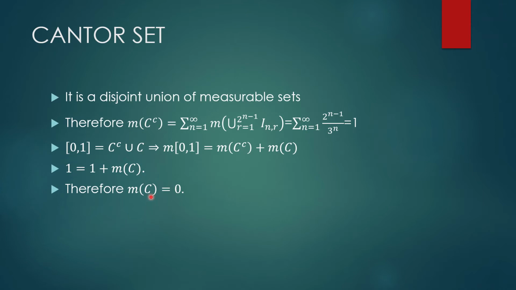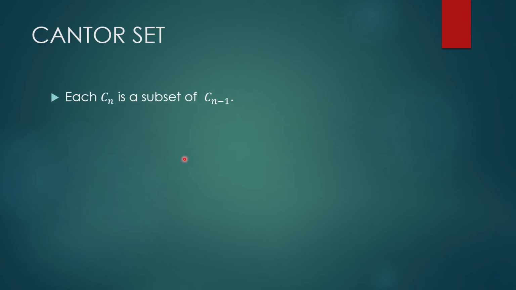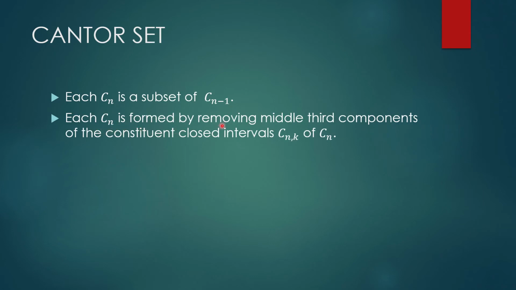All right. Next we are going to show that the Cantor set is a perfect set. Each Cn is a closed set, Cn is a subset of Cn minus 1, and Cn is formed by removing the middle third open intervals of the constituent closed intervals Cn,k. How many such components are there? Cn has components Cn,k, k running from 1 to 2 to the power n. From each component you remove the middle third open interval, and then you get the next step, the next Cn. All right.